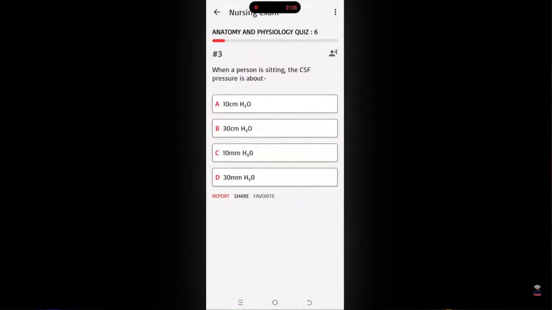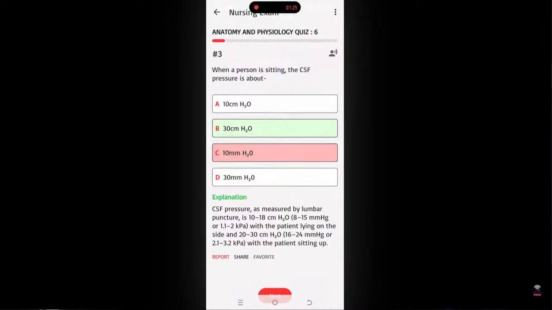When a person is sitting, the CSF pressure is about A. 10 cm H2O, B. 30 cm H2O, C. 10 mm Hg, D. 30 mm Hg. Correct answer is B. CSF pressure, as measured by lumbar puncture, is 10 to 18 cm H2O, 8-15 mm of mercury or 1.1-2 kilopascals, with the patient lying on the side, and 20 to 30 cm H2O, 16-24 mm of mercury or 2.1-3.2 kilopascals, with the patient sitting up.